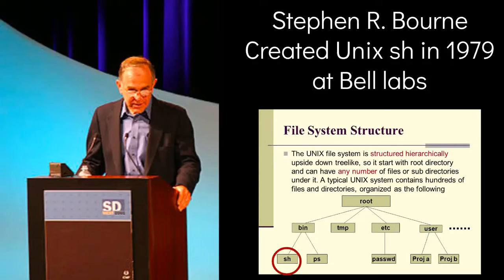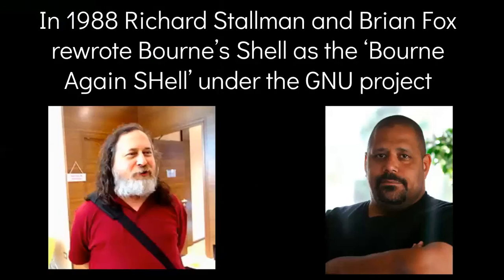the computer itself. In 1988, while building out tools for the GNU infrastructure, Richard Stallman teamed with Brian Fox and rewrote Bourne Shell as what they lovingly called the Born Again Shell. They released this as an open source GNU project.